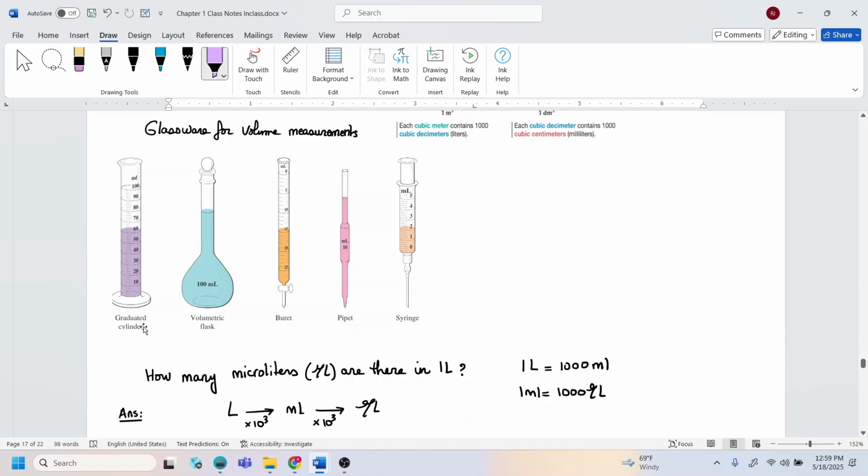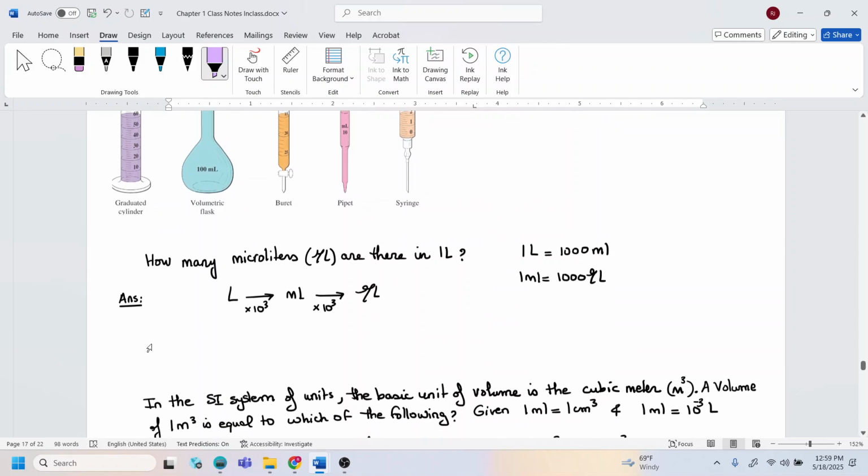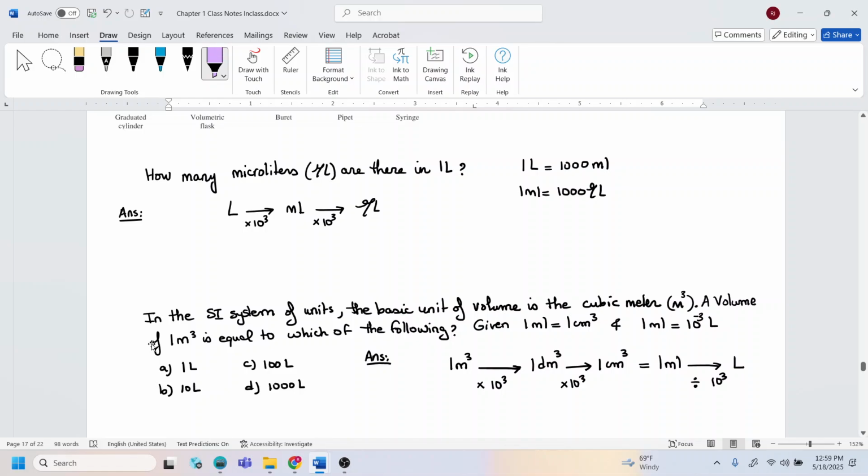The least precise one is the graduated cylinder, though. The graduated cylinder, even though it's graduated, but the volumetric flask, burette, pipette, and syringe, these are more accurate than the graduated cylinder. So we're going to apply the same concept as we used before.